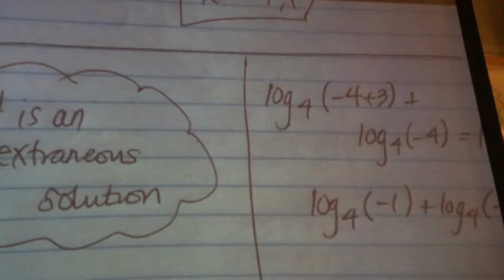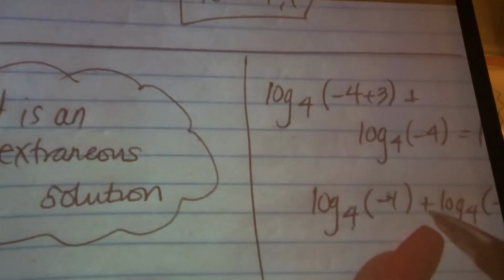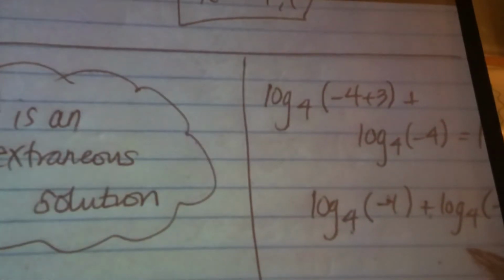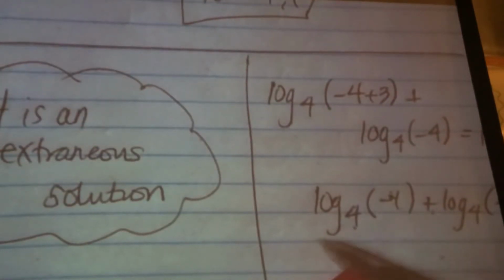So the problem with this is 4 to a power can never equal a negative 1. This is why it's extraneous. It's like it makes mathematical sense. Like if I were to take this, what does addition yield again? Multiply, right? So you'd have log base 4 of negative 1 times negative 4, which is 4. And then you would think that it would work. But right here, the error is right here.